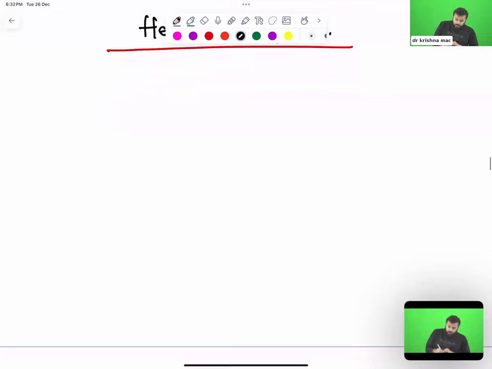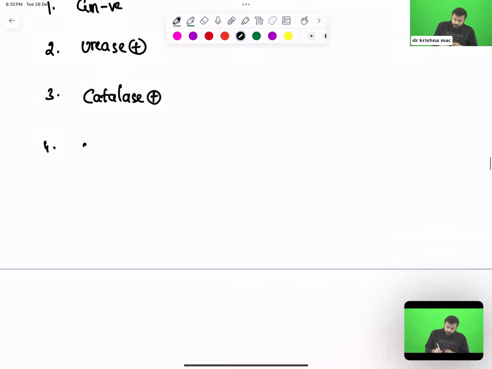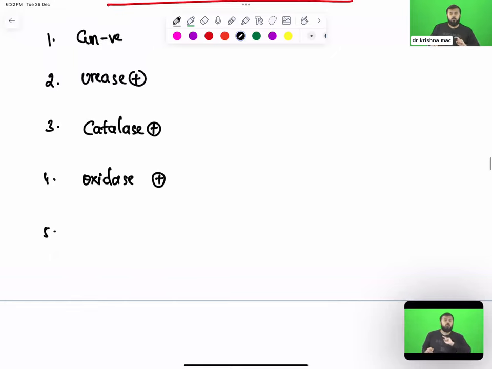Coming to this Helicobacter pylori, the first important thing I want to tell you is that this is a gram-negative bacteria. Second important thing is that it almost releases all the enzymes. Okay. It releases urease. So I'm writing it as urease positive. Third important thing, it releases catalase. So I'm writing it as catalase positive. Fourth important thing, it even releases oxidase. So I'm writing it as oxidase positive. And fifth important thing, now tell me, is it spore forming or non-spore forming? Tell me quickly.